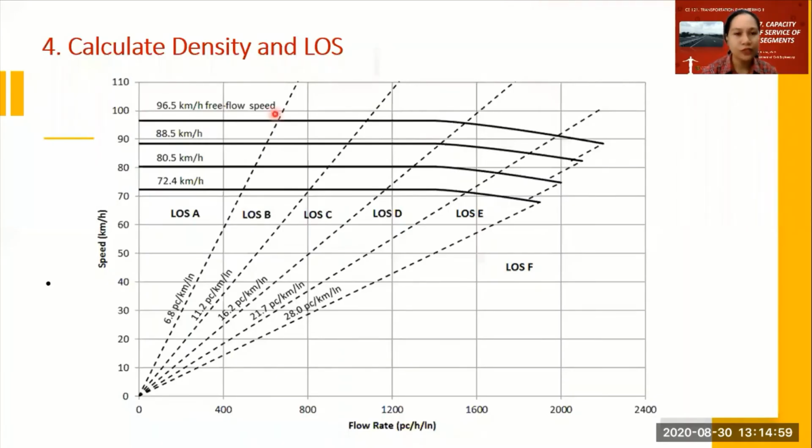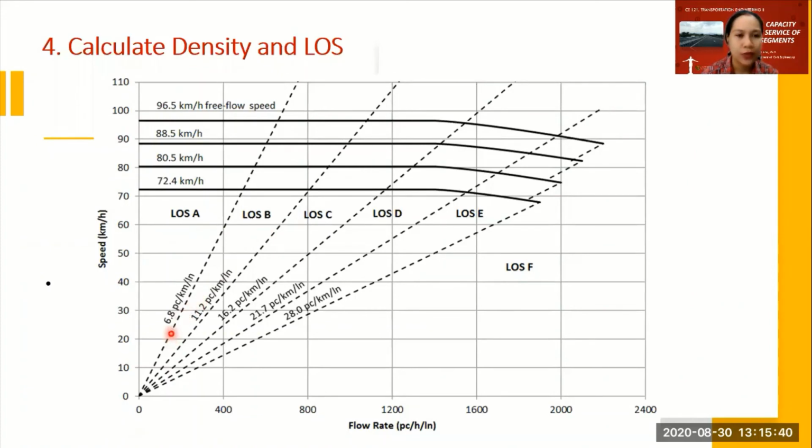You can also use this chart where the flow rate is on the x-axis and you have the speed on the y-axis. So notice that the speeds here are lower than those in freeway. How to use this chart is similar to how we have used the chart for determining the level of service of freeways.